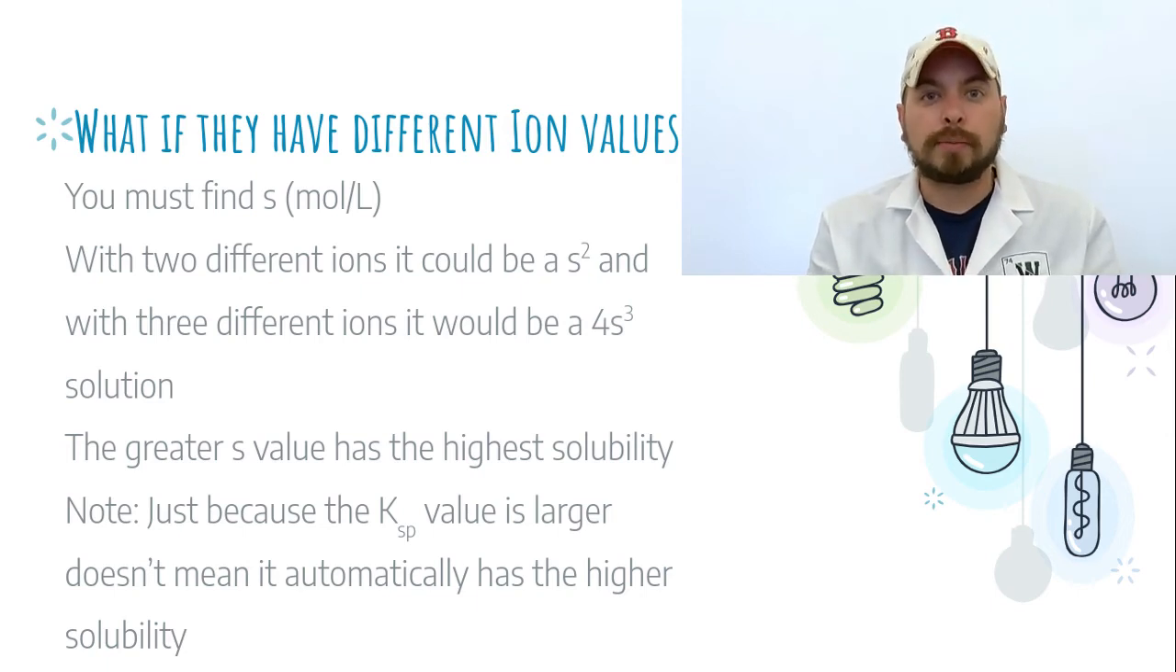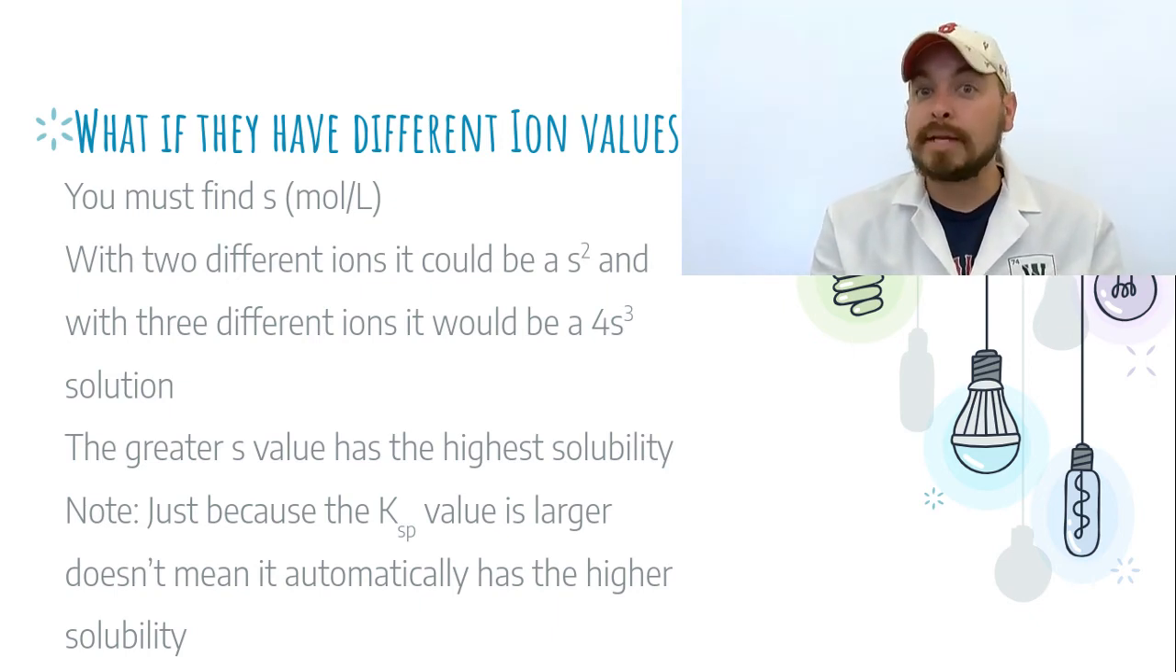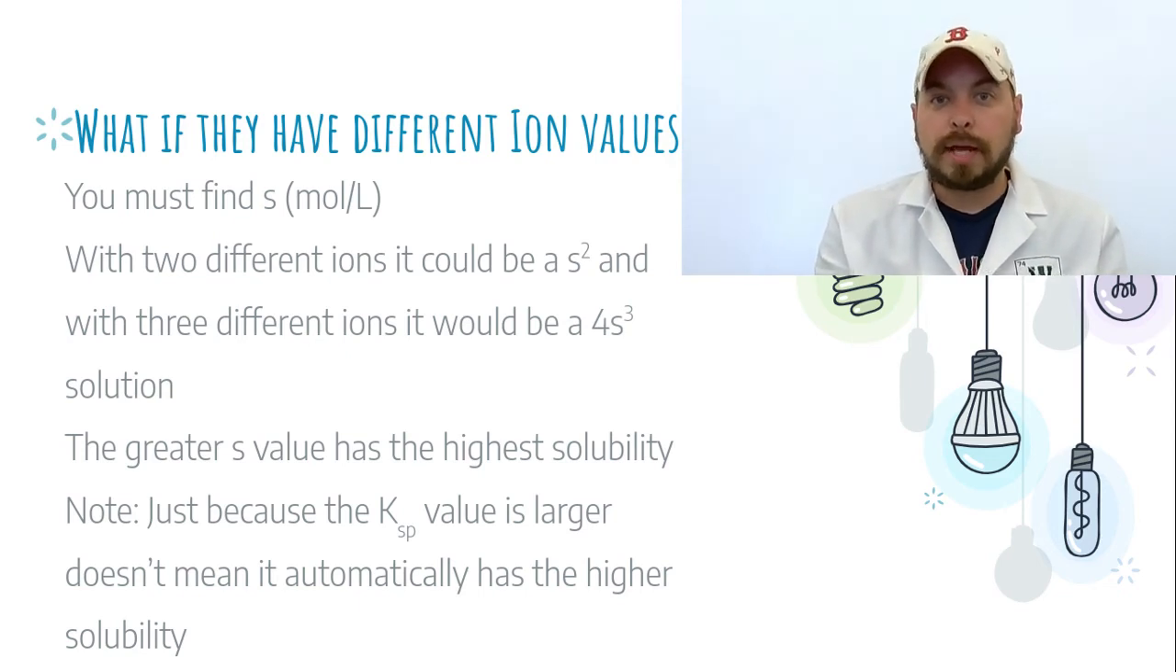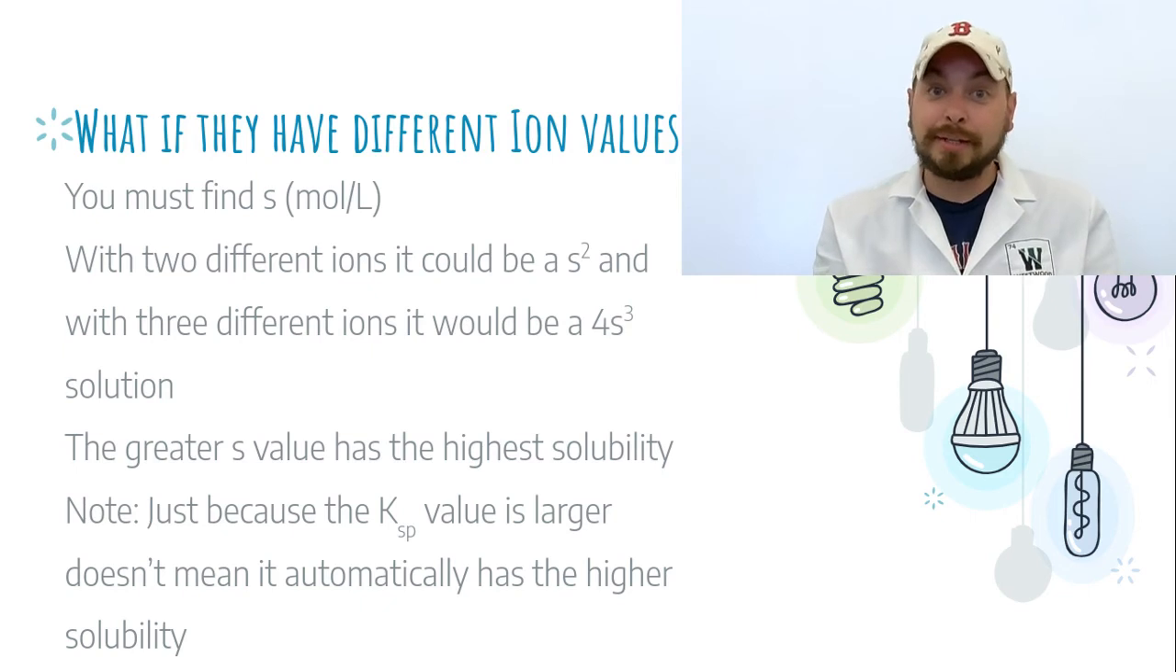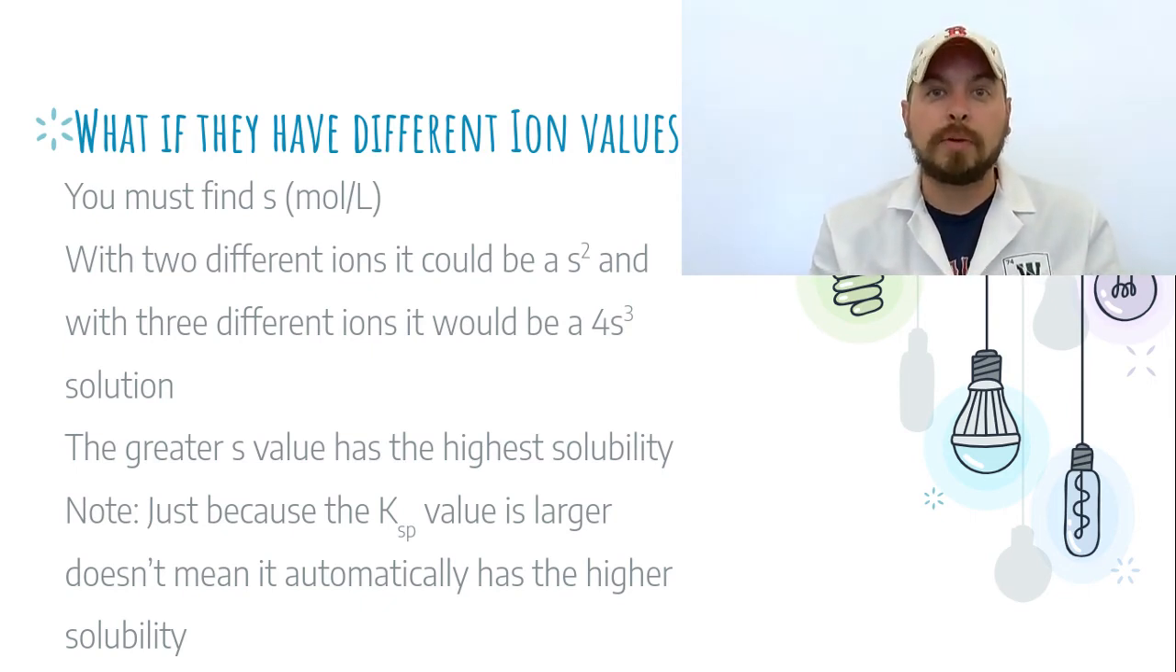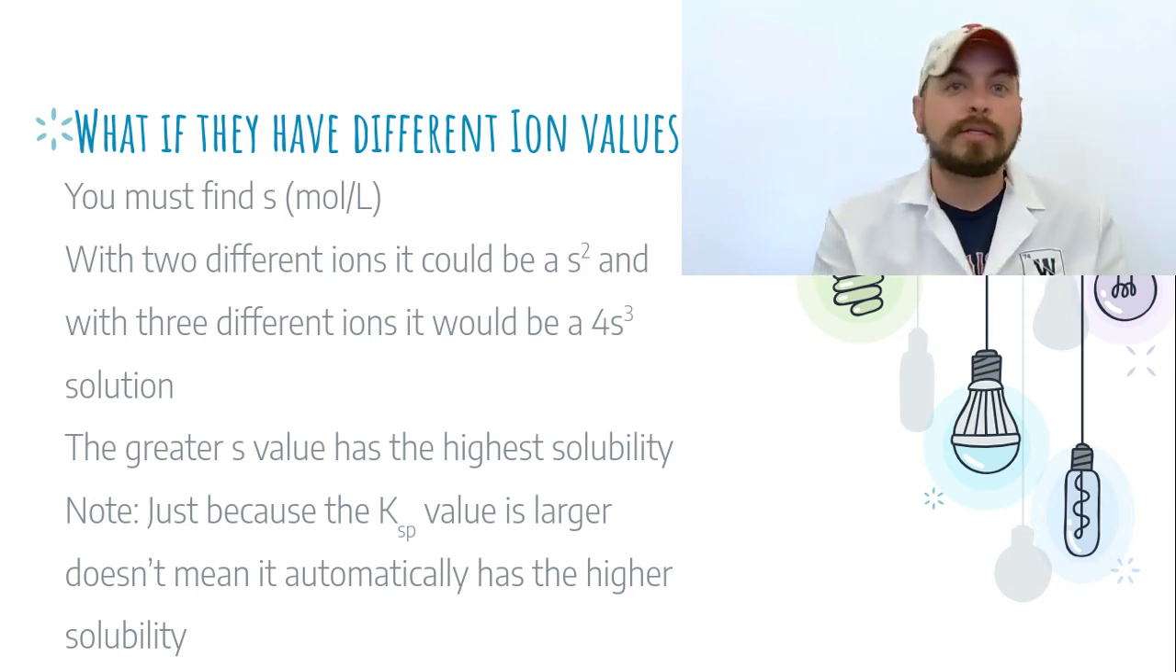Now be aware, when they have 2 different numbers of ions, the Ksp might actually be smaller in the more soluble compound, and the Ksp might be larger in the less soluble compound. And it's because when we're solving for that s value, we're using a different equation to go from Ksp to s.